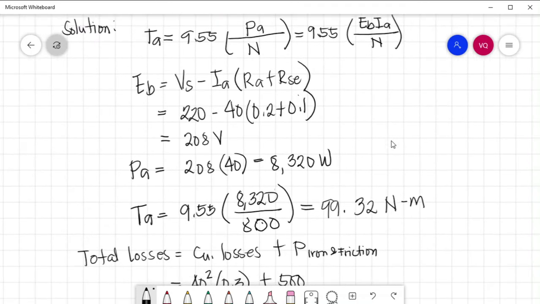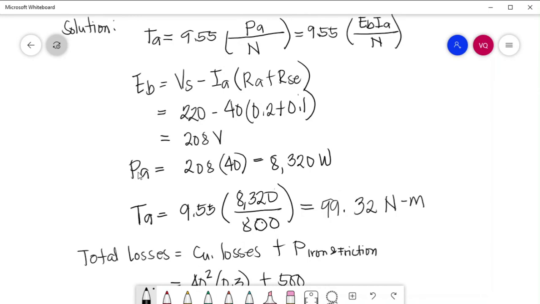Solving for armature power, that is equal to EbIa, 208 times 40, equal to 8,320 watts. Solving for armature torque, it is equal to 9.55 times Pa, 8,320, divided by 800, equal to 99.32 Newton meter.